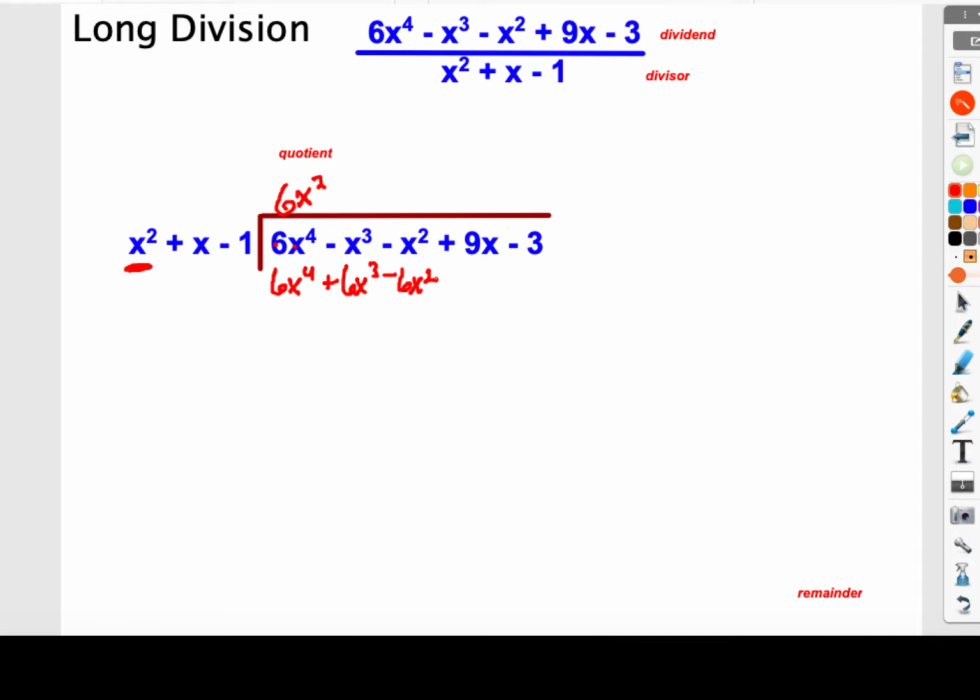Now what you have to remember in long division is that we're always subtracting. So I'm going to multiply by that number up top, but then I'm going to subtract. So 6x to the fourth minus 6x to the fourth is gone. Negative 1x to the third minus another 6x to the third is a negative 7x to the third. And then we have a negative 1 plus, because I've got this double negative going on here. So a negative 1x squared plus 6x squared technically would be a 5x squared. Okay. Careful with those negatives.